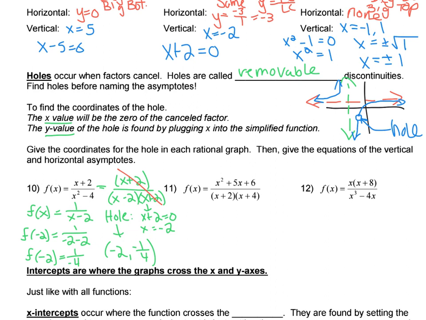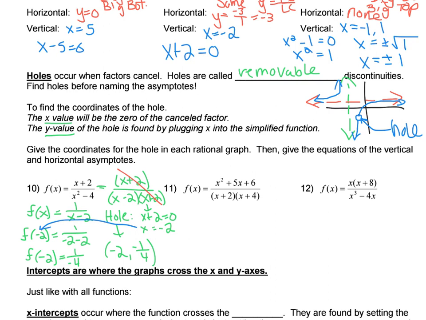You factor and cancel, and then when you cancel, you take the canceled factor from the bottom, solve it just like a vertical asymptote, and whatever x value you get goes right back into the function you created after you canceled. So let's do that again for number 11.